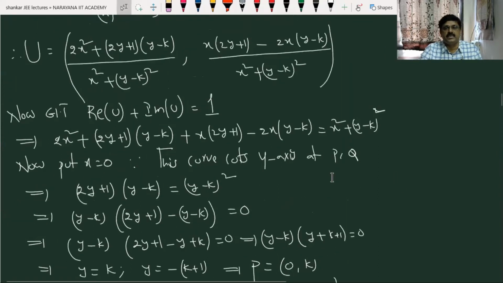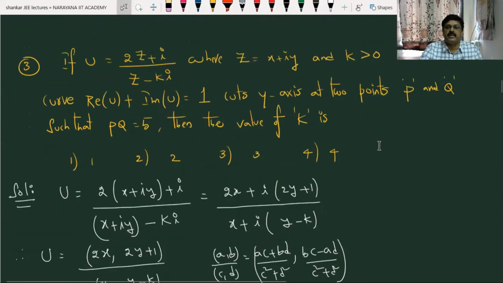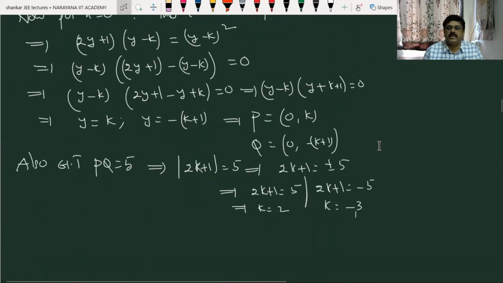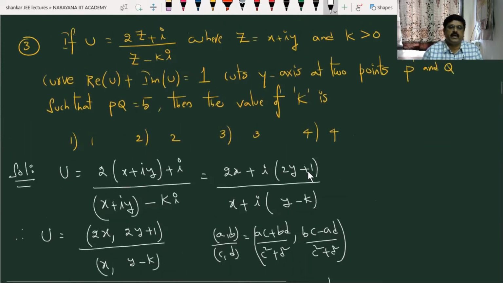But see the data, students, they clearly mentioned that k is greater than 0. Since k is greater than 0, k is equal to 2 is accepted. Therefore, k is equal to 2 is the correct answer, students. See the problem, students. Very nice problem, isn't it? Carefully note down.